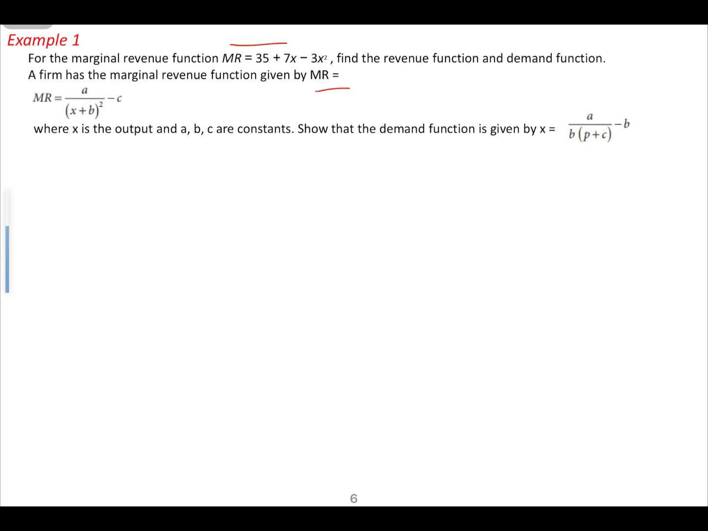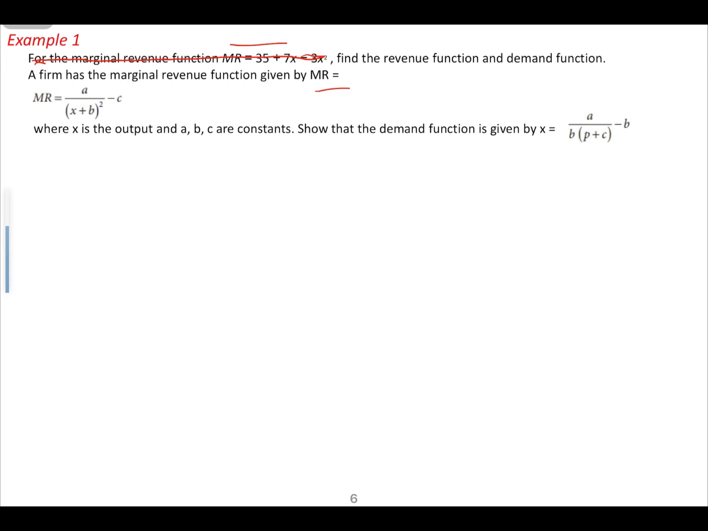That means, sorry for that, I've mixed two questions here. This is not part of the question. So let's see something here. So let's solve this question here. So find the revenue function and demand function here.